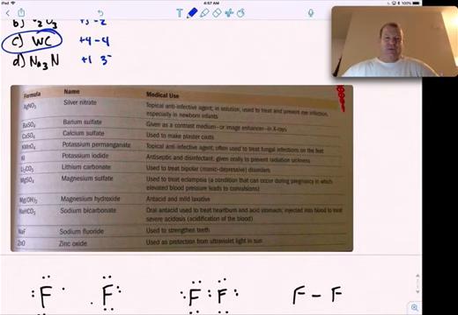Barium sulfate, contrast imaging for X-rays. I've had a CT scan on my gut, and they gave me that stuff to drink, and it tastes terrible. But barium tends to be pretty toxic, while barium sulfate is completely safe. It's very insoluble. So anyway, calcium sulfate, this is used to make plaster casts.